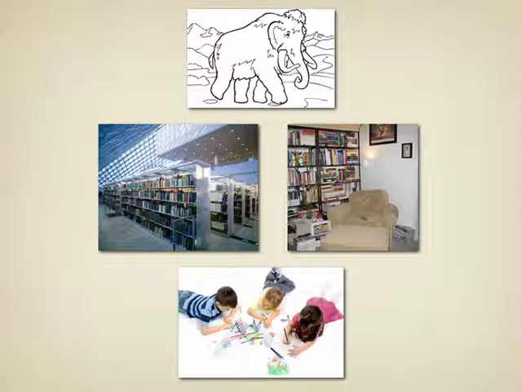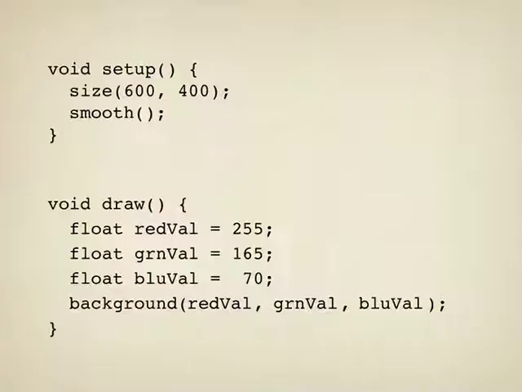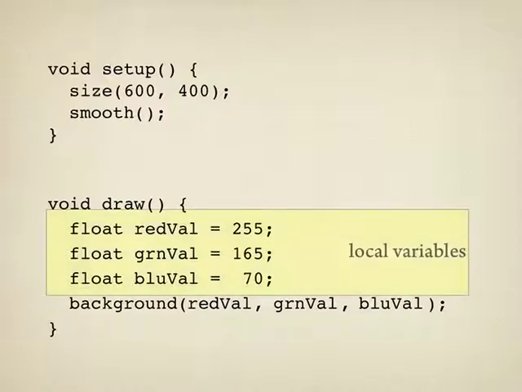Let's now move from the world of metaphor to the world of programming and take a look at a program. Here's a simple program. The setup just calls size and smooth. In Draw, I just declare 3 variables, give them values, and set the background color. In this example, these are local variables. Red val, green val, and blue val only exist inside of Draw because they are declared inside of Draw. They are declared between the opening and closing curly brace of Draw. We say that Draw is their scope. It is the range of their visibility.